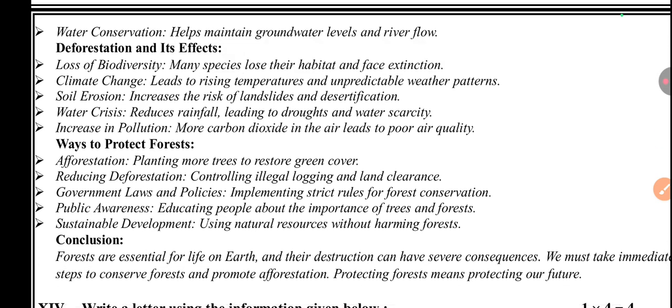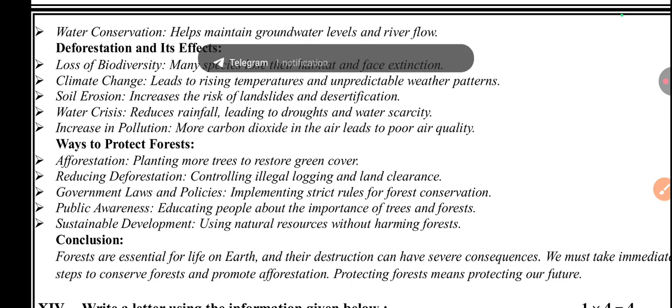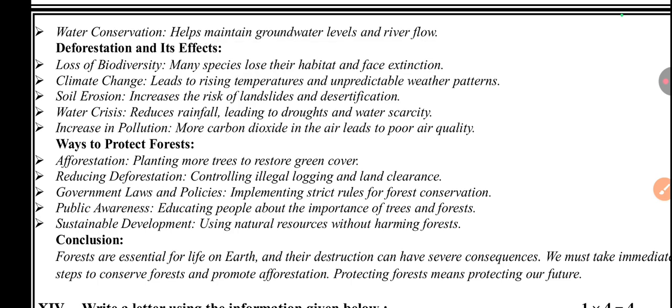Deforestation and its effects: loss of biodiversity, many species lose their habitat and face extinction. Climate change leads to rising temperature and unpredictable weather patterns. Soil erosion increases the risk of landslides and desertification. Water crisis: reduces rainfall, leading to droughts and water scarcity. Increase in pollution: more carbon dioxide in the air leads to poor air quality.